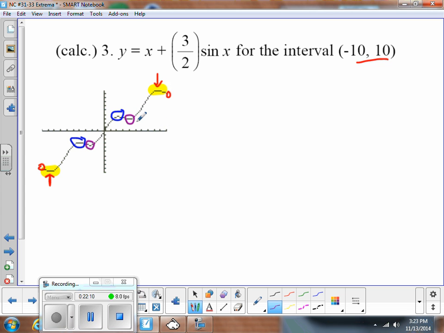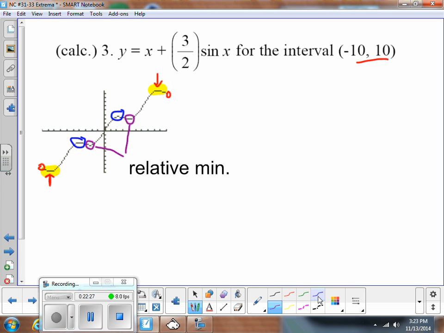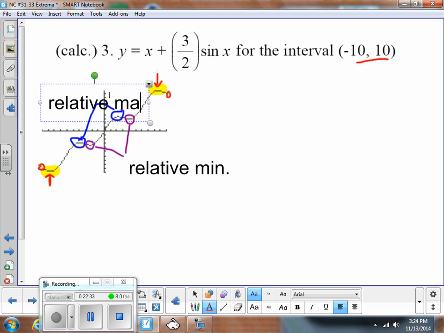And these here would be relative, these both would be relative minimums. And then the two I circled in blue over here, those would be relative maximum.